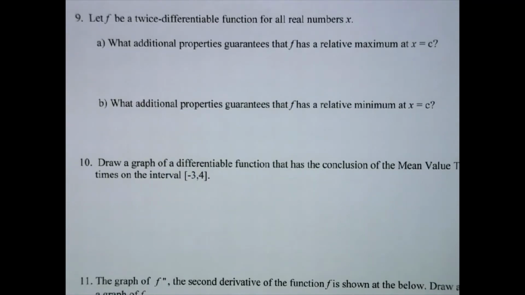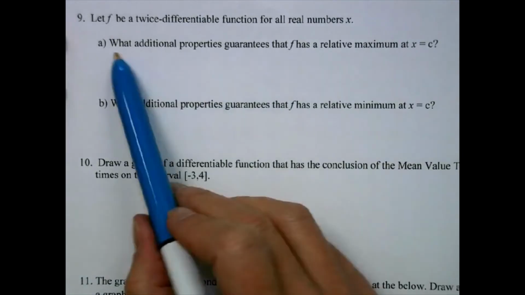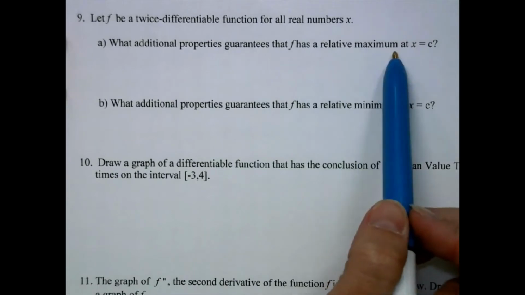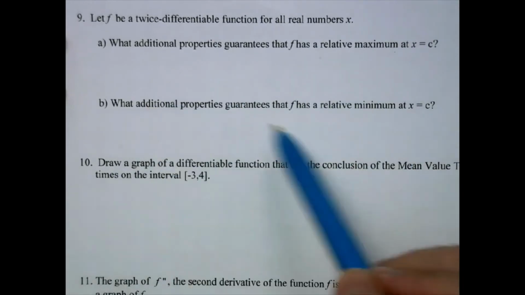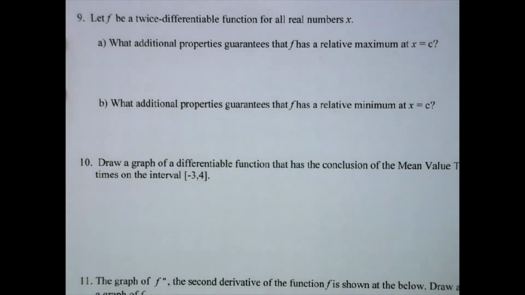So let f be a twice differentiable function for all real values of x. And we're going to look at what properties guarantee that we have a relative maximum and what properties guarantee that we have a relative minimum. We have 2 different tests for this. We have the first derivative test and the second derivative test.